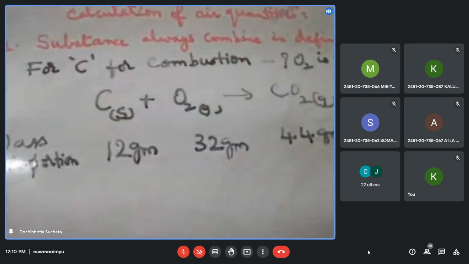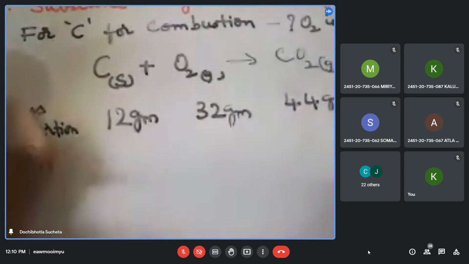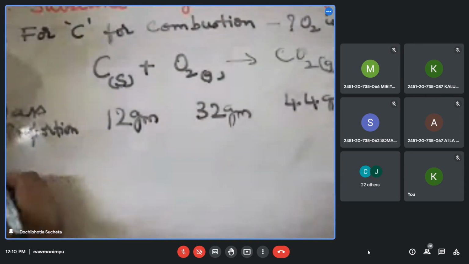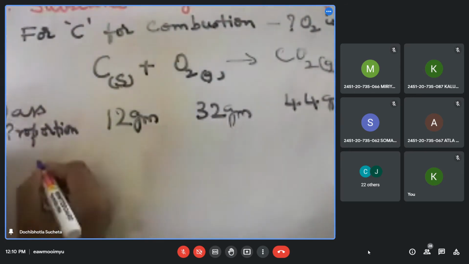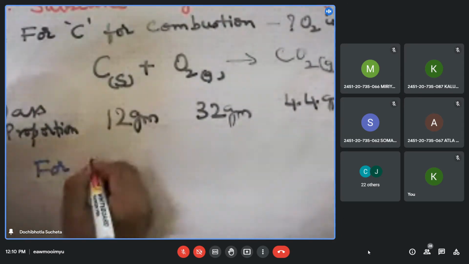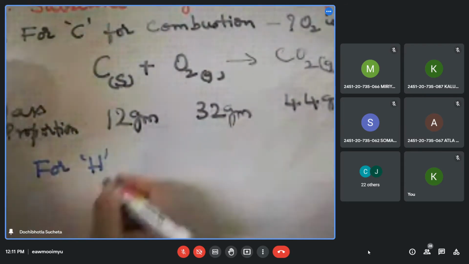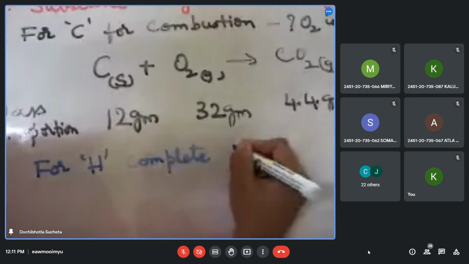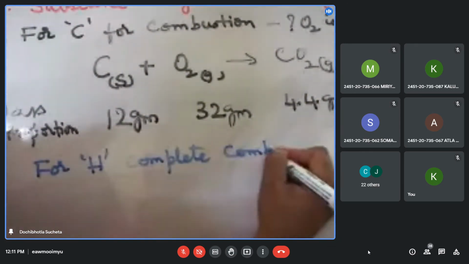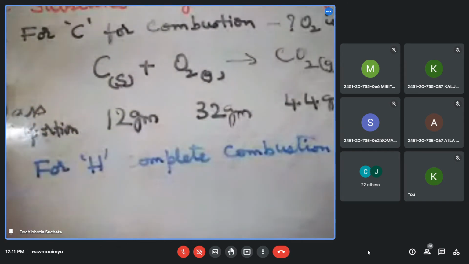Okay. If I take the complete combustion of hydrogen, this is the first one. Now I want to take that of hydrogen. For hydrogen, what will it be? For hydrogen, complete combustion requires how much amount of O2? Okay. So I'll take hydrogen.